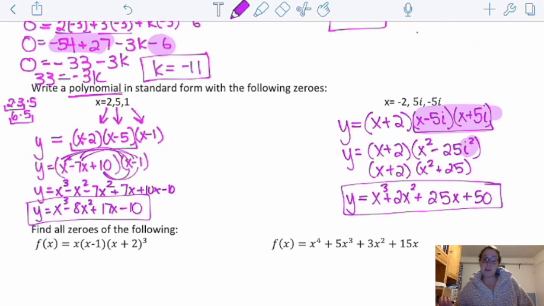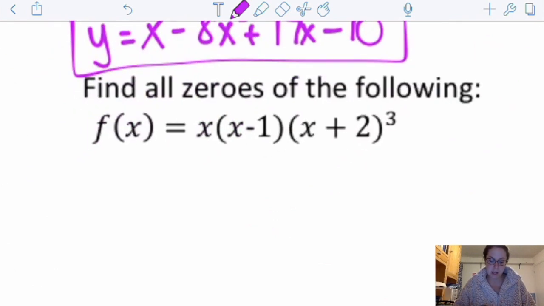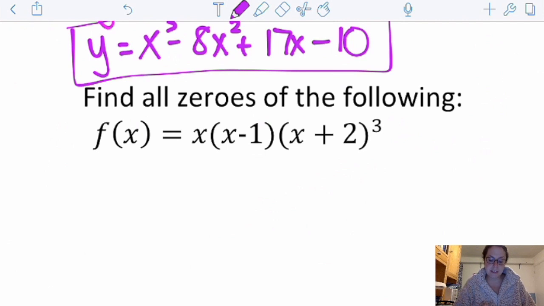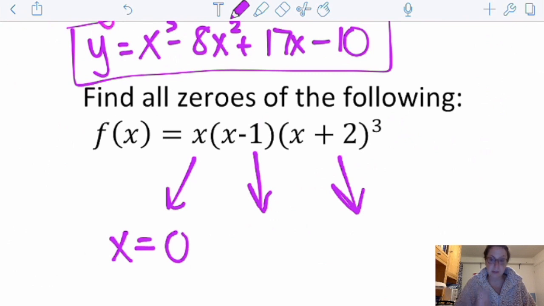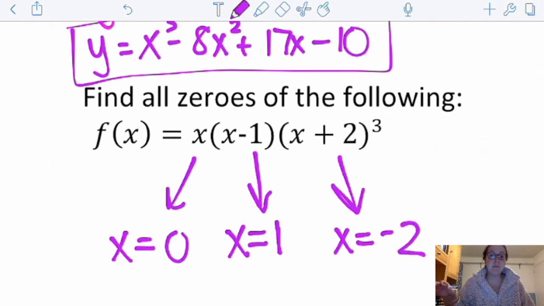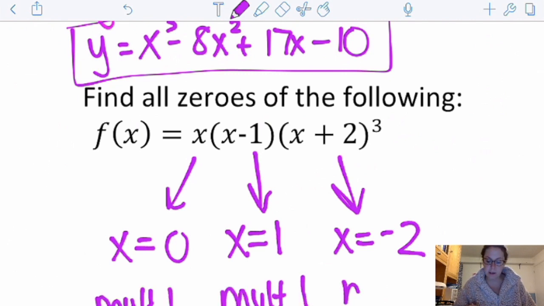Now we can also go the other way. We can find the zeros. So if we knew the zeros, we could get the factors. If we know the factors, we can also get the zeros. So here's the factors. To get the zeros, we're just going to set each factor equal to 0. So this one would be x equals 0. This one would be x equals 1. This one would be x equals negative 2. And I know those have multiplicities. We could talk about that, right? This one has a multiplicity of 1. This one has a multiplicity of 1. This one has a multiplicity of 3 because that factor actually shows up 3 times, right?